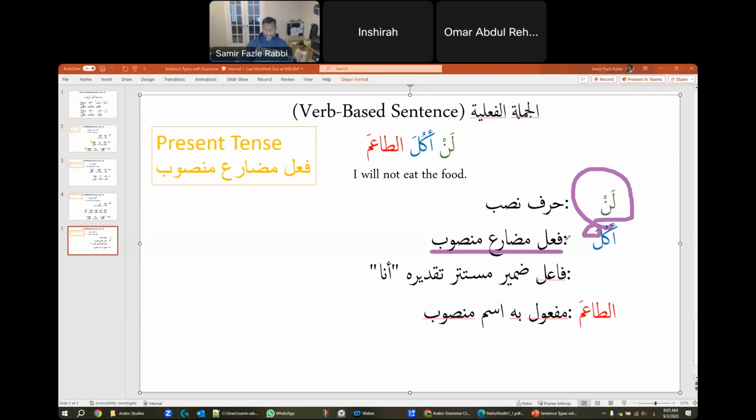The subject is a pronoun that's hidden, and it means ana. So in Arabic you could say ana akulu, or you can just say akulu. The way they do it in Arabic grammar is that they say the ana is a pronoun that's not mentioned, the subject pronoun. Ta'ama is marfu' bihi, the object of the verb, an ism mansub.